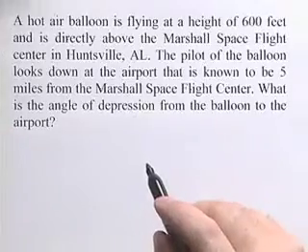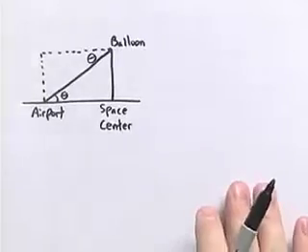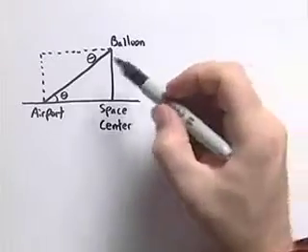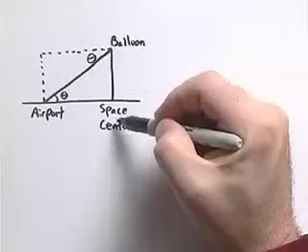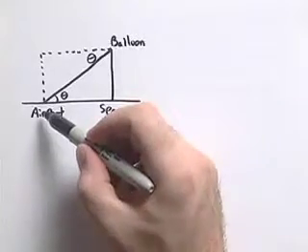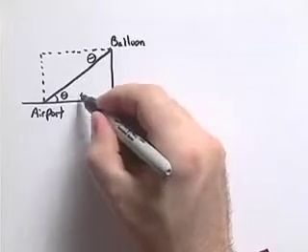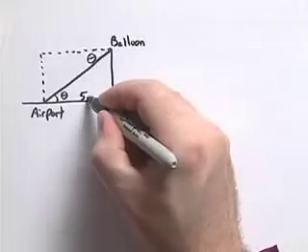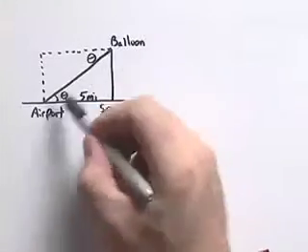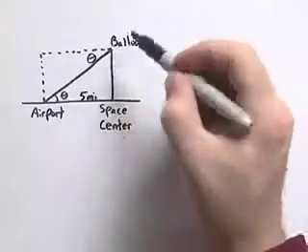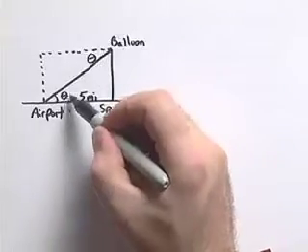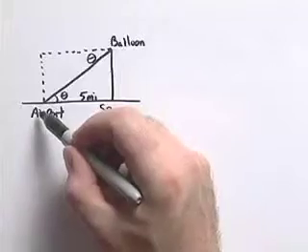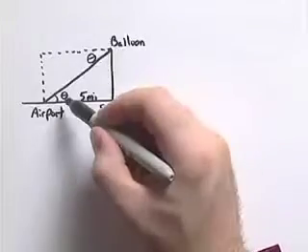For this problem, we're going to need a diagram. In our diagram, we're going to form a right triangle. We're going to have the balloon above the Space Center. We're going to have the airport that's a distance of 5 miles from the Space Center. The angle of depression is theta, and from geometry we know that this is also equal to the angle of elevation if we were at the airport looking up to the balloon.